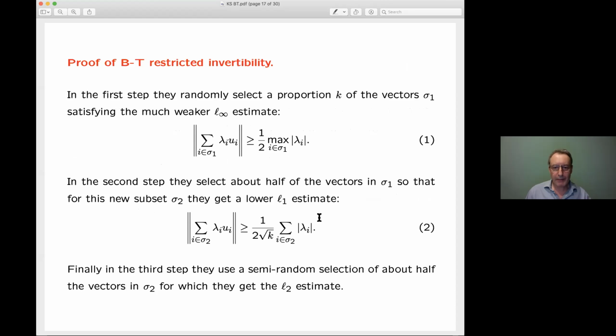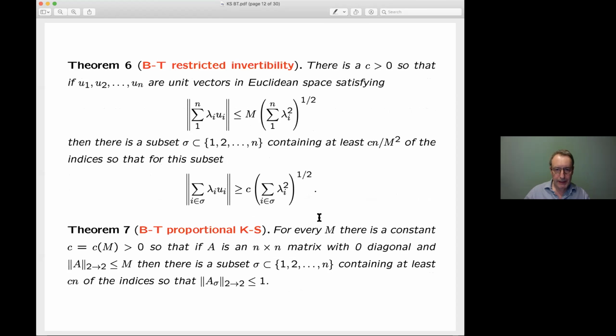Okay, so now let me come to the meat of the talk and the actual tribute to Jean, if you want to put it that way. I'm going to give the proof by Bourgain and Tzafriri of this restricted invertibility. The theorem I'm going to prove is this Theorem 6, and the proof is absolutely stunning, and I make absolutely no apologies for having chosen this particular topic precisely because the proof is so gorgeous.